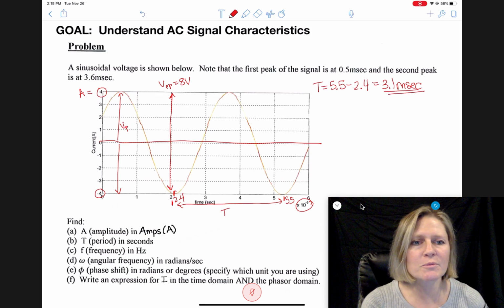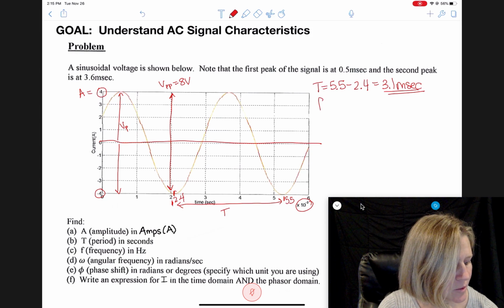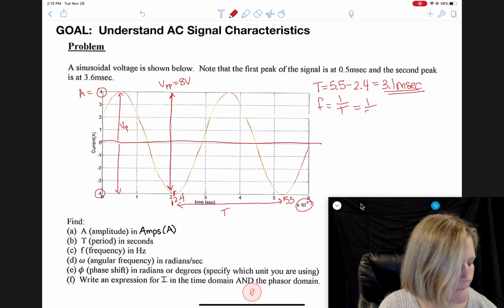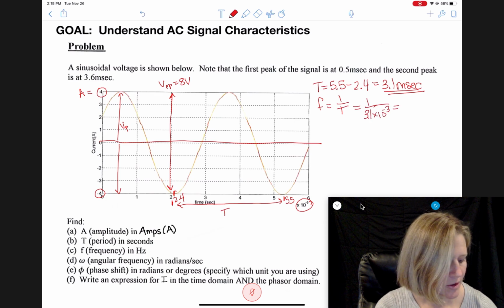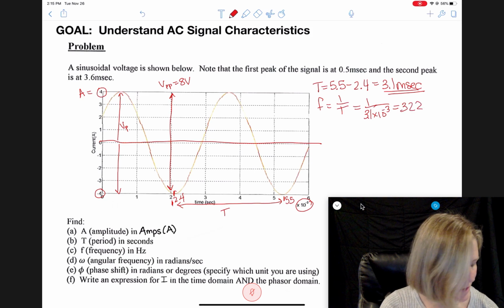To go from time period to calculate frequency, the relationship is 1 over the period, and milli is 10 to the minus 3. So that gives a value for the frequency of approximately 322.6 hertz.